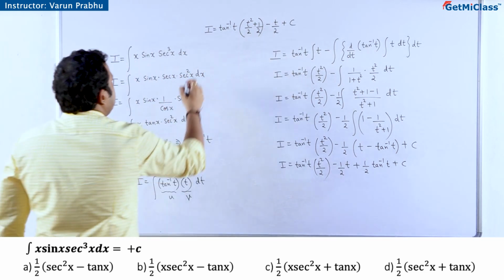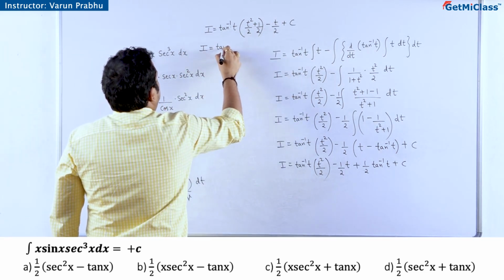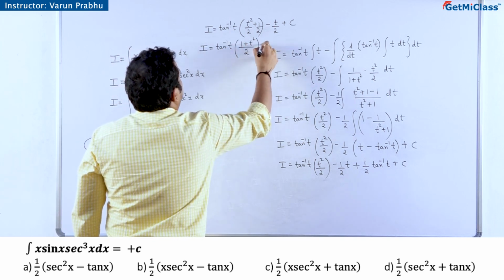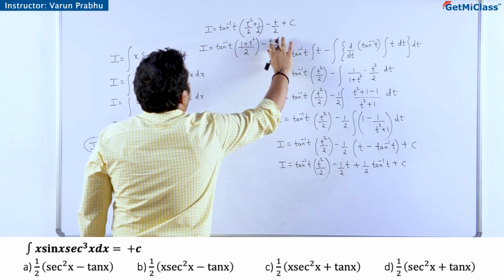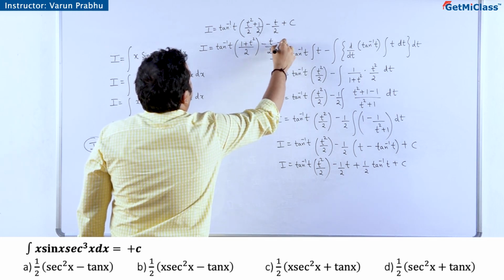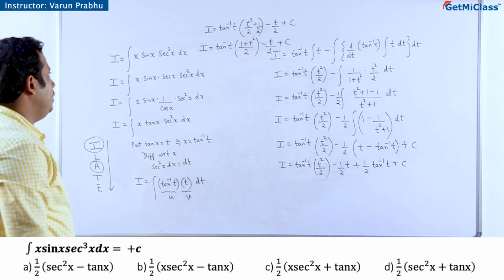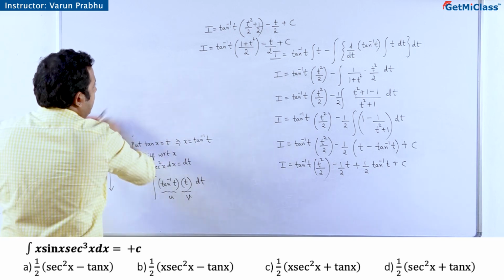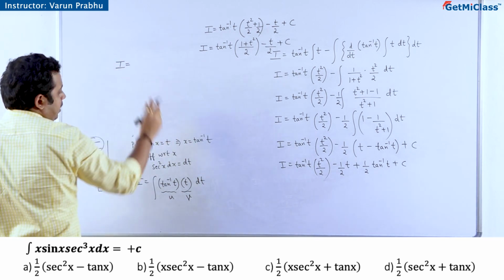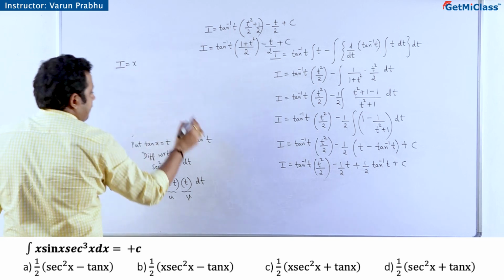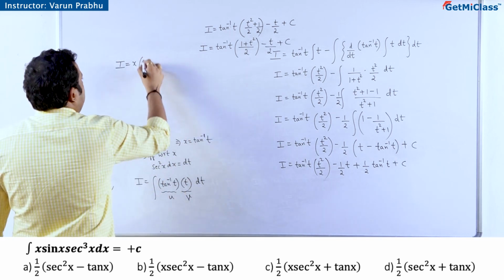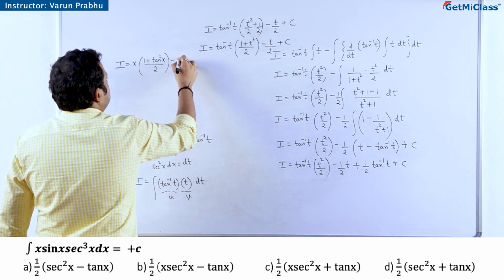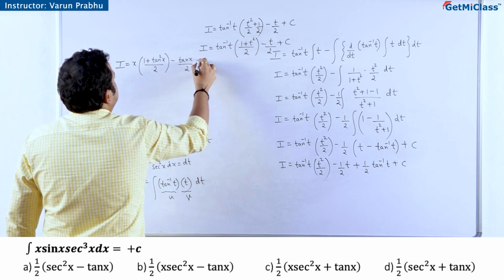So what is this answer that we get? Tan inverse of t into 1 plus t square divided by 2 minus t divided by 2 plus c. So I'll solve this problem this side. You see here, what is this tan inverse of t? Tan inverse of t is nothing but x from here. So it is x into 1 plus t square, which is tan squared x, divided by 2 minus tan x divided by 2 plus c, correct?